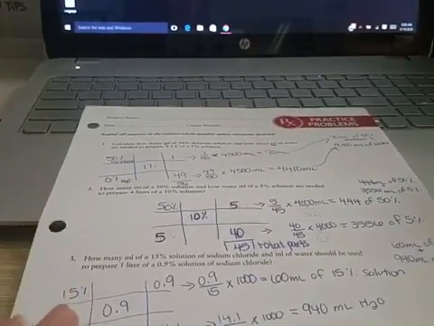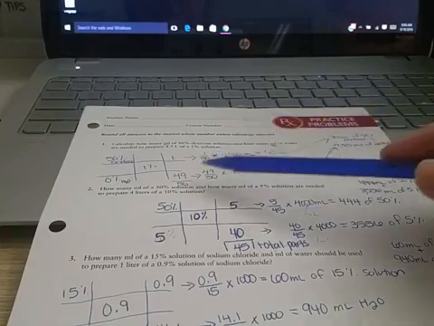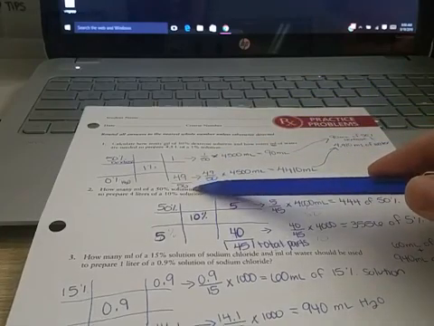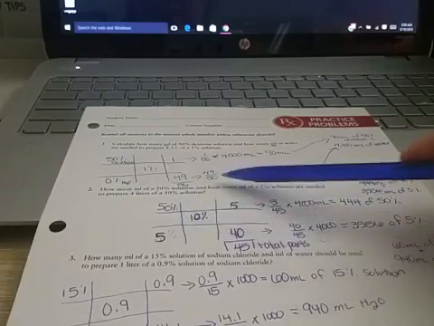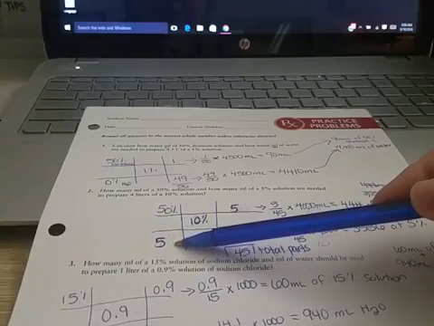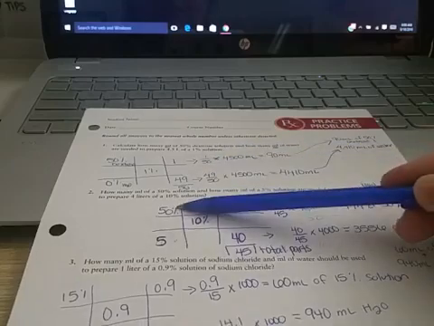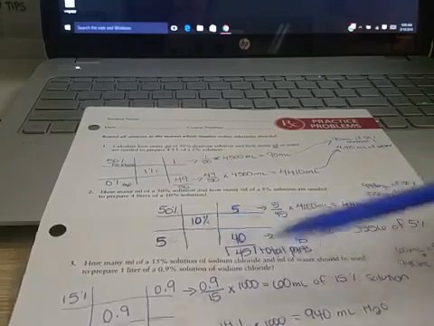Okay. Now let's do number 2. How many ml of a 50% solution and how many ml of a 5% solution is needed to prepare 4 liters of a 10% solution? So you know you have a 50% solution, right? So that goes up there. And how many ml of a 5% solution, which goes down there, if you need to prepare a 10% solution. Okay? So you got your 50, you got your 5, and you need to make a 10.